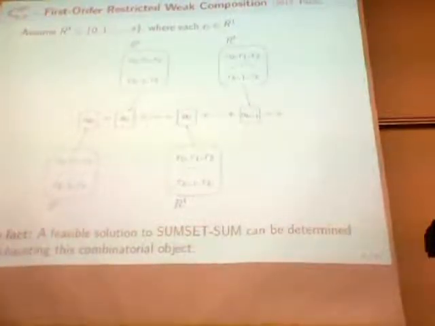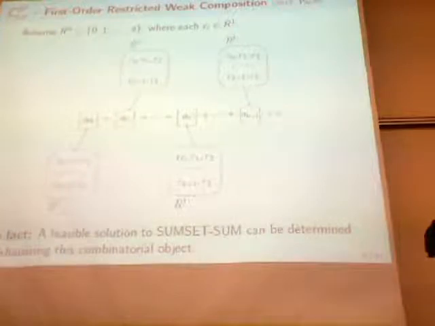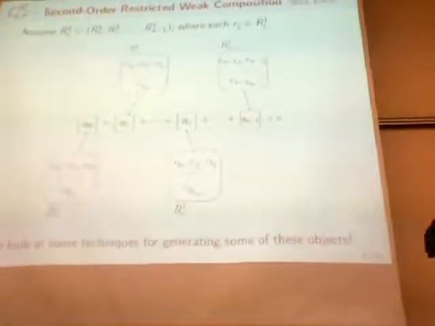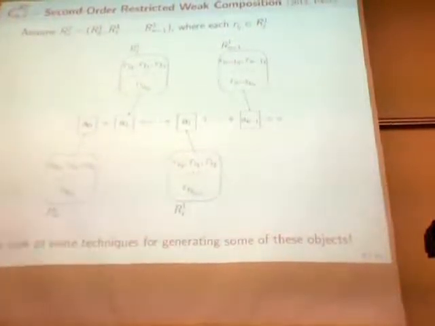So this could be 1s, this could be 3s, this could be 7s, whatever it may be. I throw it into each one of these. Note, in the first order restricted weak composition, all of these are the same. So that's pretty much the difference between this first order and what I would call the second order restricted weak composition. So in the second order restricted weak composition, all of these bins can be different. So this is very, very general.